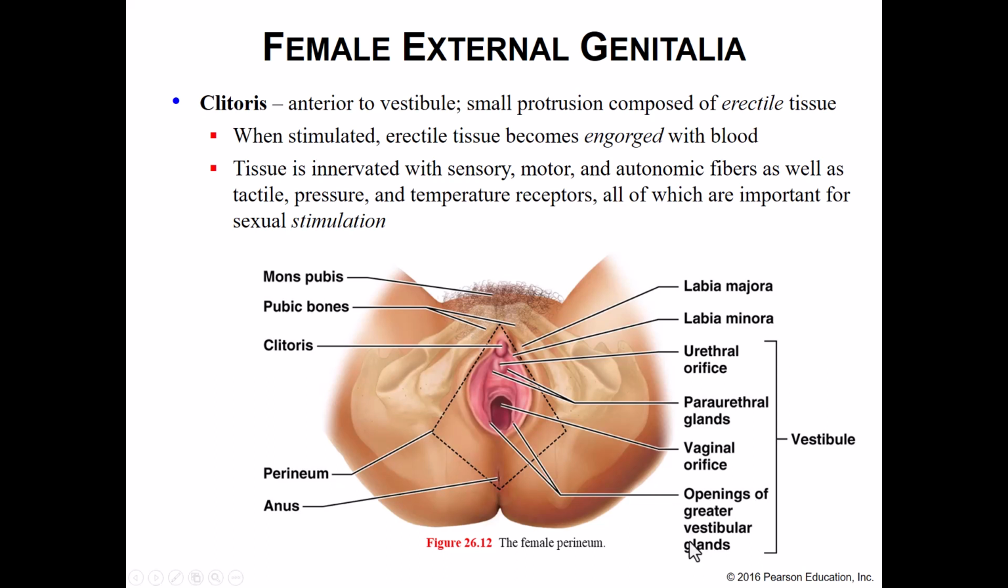Here are the openings for our greater vestibular glands, and these are similar to the bulbourethral glands that we saw in the male reproductive system. All of these together are the vestibule. The perineum is this triangular shaped area, including from the clitoris back to the anus.